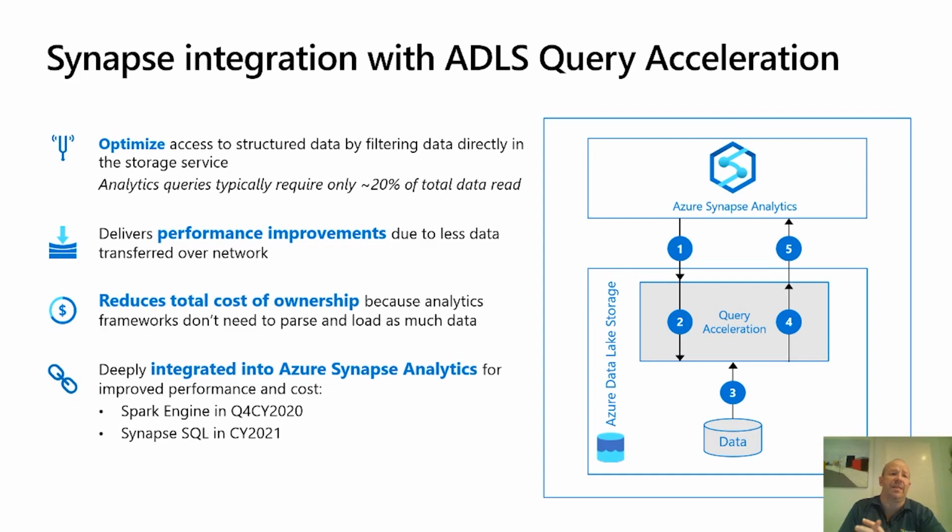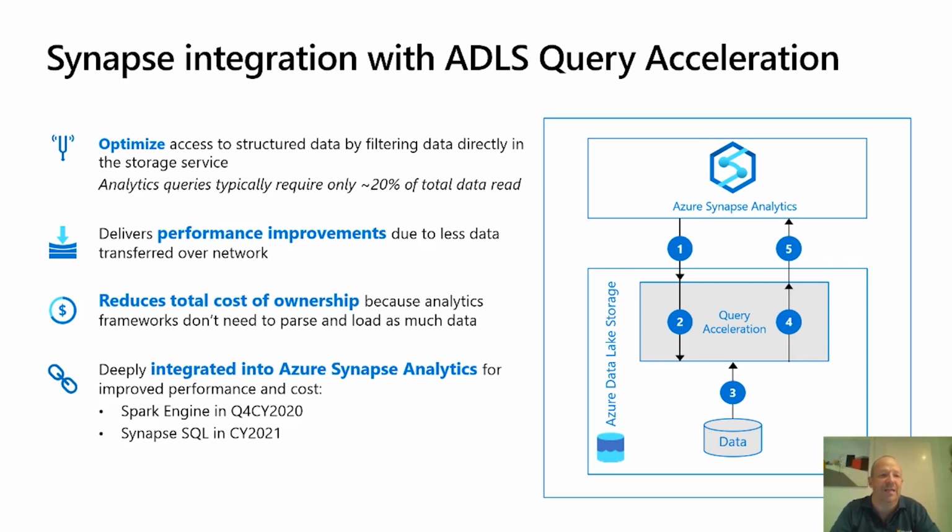So now let's take another quick look at the Synapse integration with ADLS query acceleration. What it does is it basically allows me to push down column projections and certain predicates into the storage layer from the compute, which means that I now can do filtering and projection at the storage layer and thus reduce the amount of data that I have to transfer on the network from the storage layer to the compute layer.